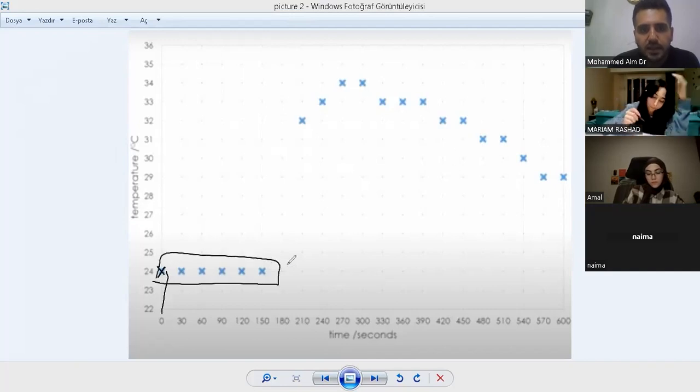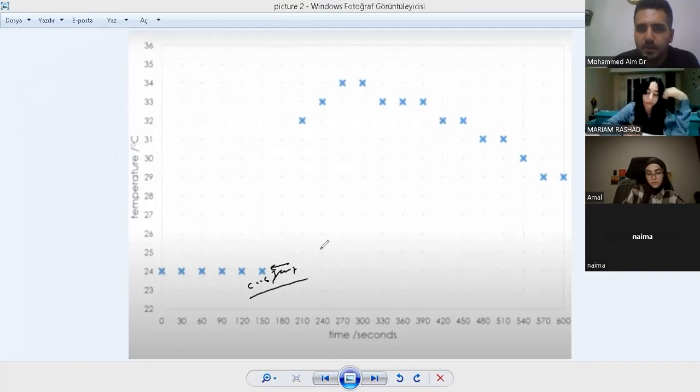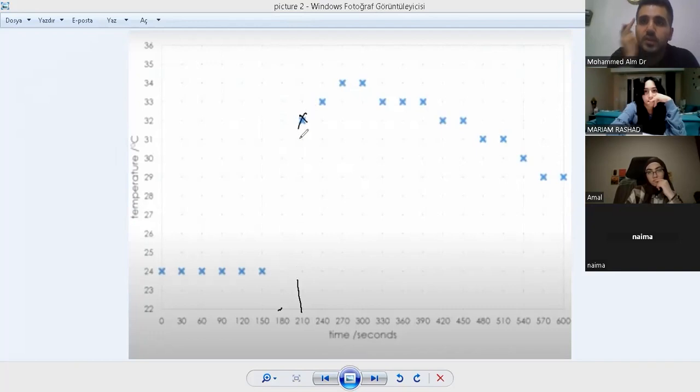As you see, guys, the readings are constant. Why don't we have a point at 180? As you see, we don't have any point. Why is that? Because we didn't measure it. Yeah, amazing, Maria. We didn't measure here. At 210, guys, here we measured the temperature.